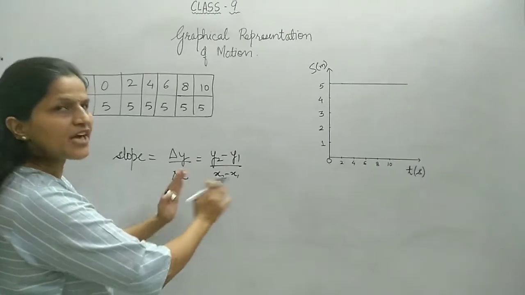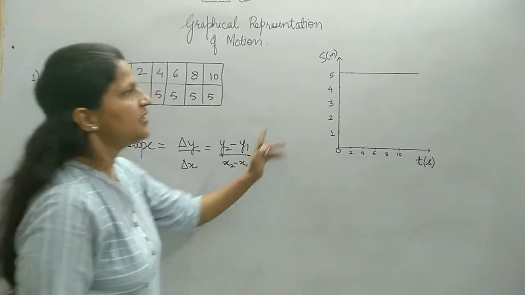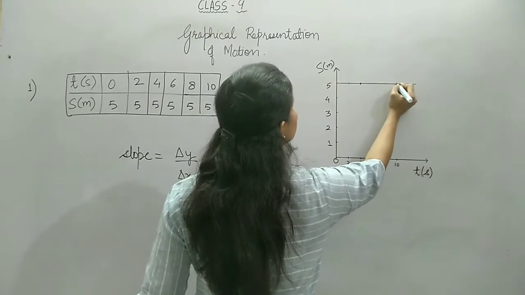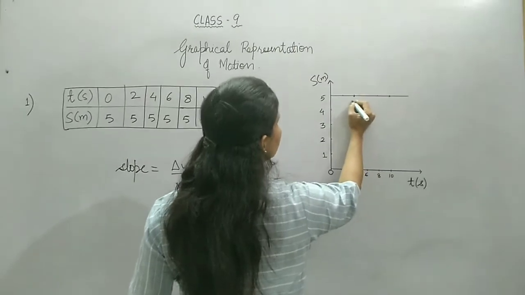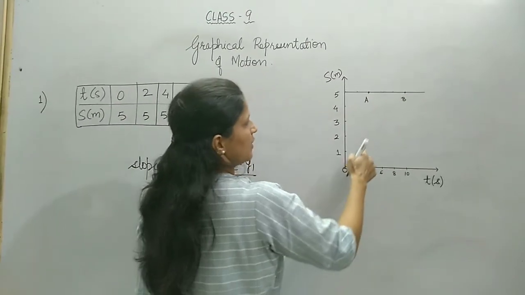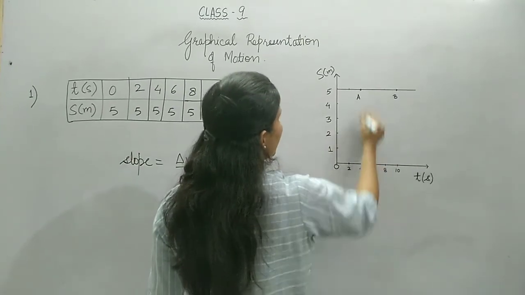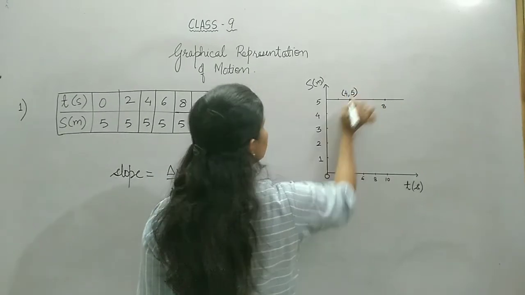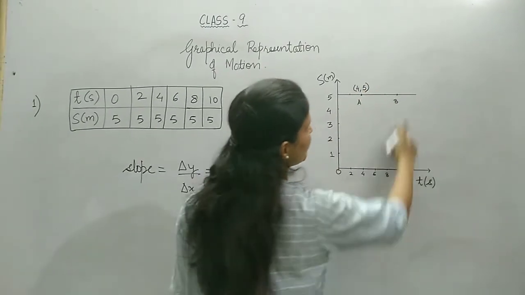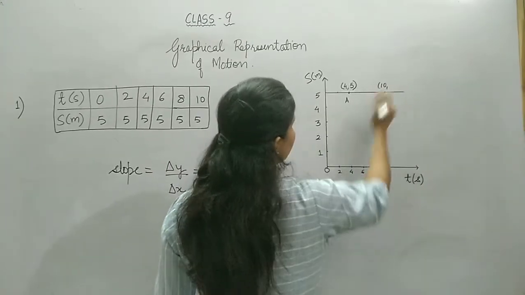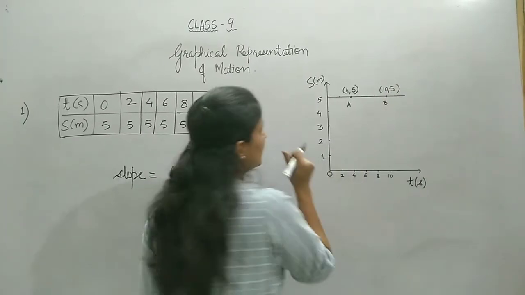Now what are these y2 and y1, x2, x1? We choose any two coordinates on our graph. Suppose this is one coordinate and this is another coordinate. Let us name them as A and B. This coordinate A has x parameter as 4 and y coordinate is 5. The coordinate B has x component as 10 and y component as 5.